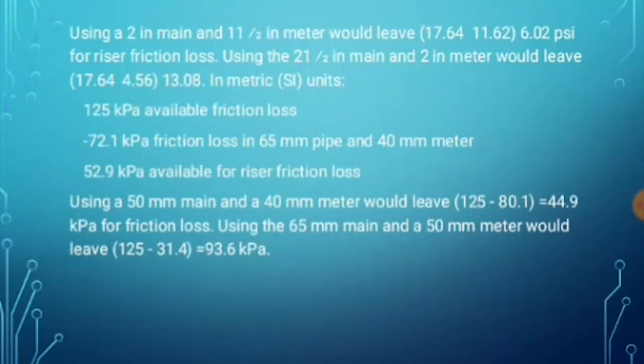Using a 2-inch main and 1½ inch meter would leave 17.64 minus 11.62, or 6.02 psi for riser friction. Using a 2½ inch main and 2-inch meter would leave 17.64 minus 4.56, or 13.08 psi. In metric units, this is the result. Using a 50 millimeter main and a 40 millimeter meter would leave 125 minus 80.1 equals 44.9 kilopascals for friction loss. Using a 65 millimeter main and 50 millimeter meter would leave 125 minus 31.4 equals 93.6 kilopascals.